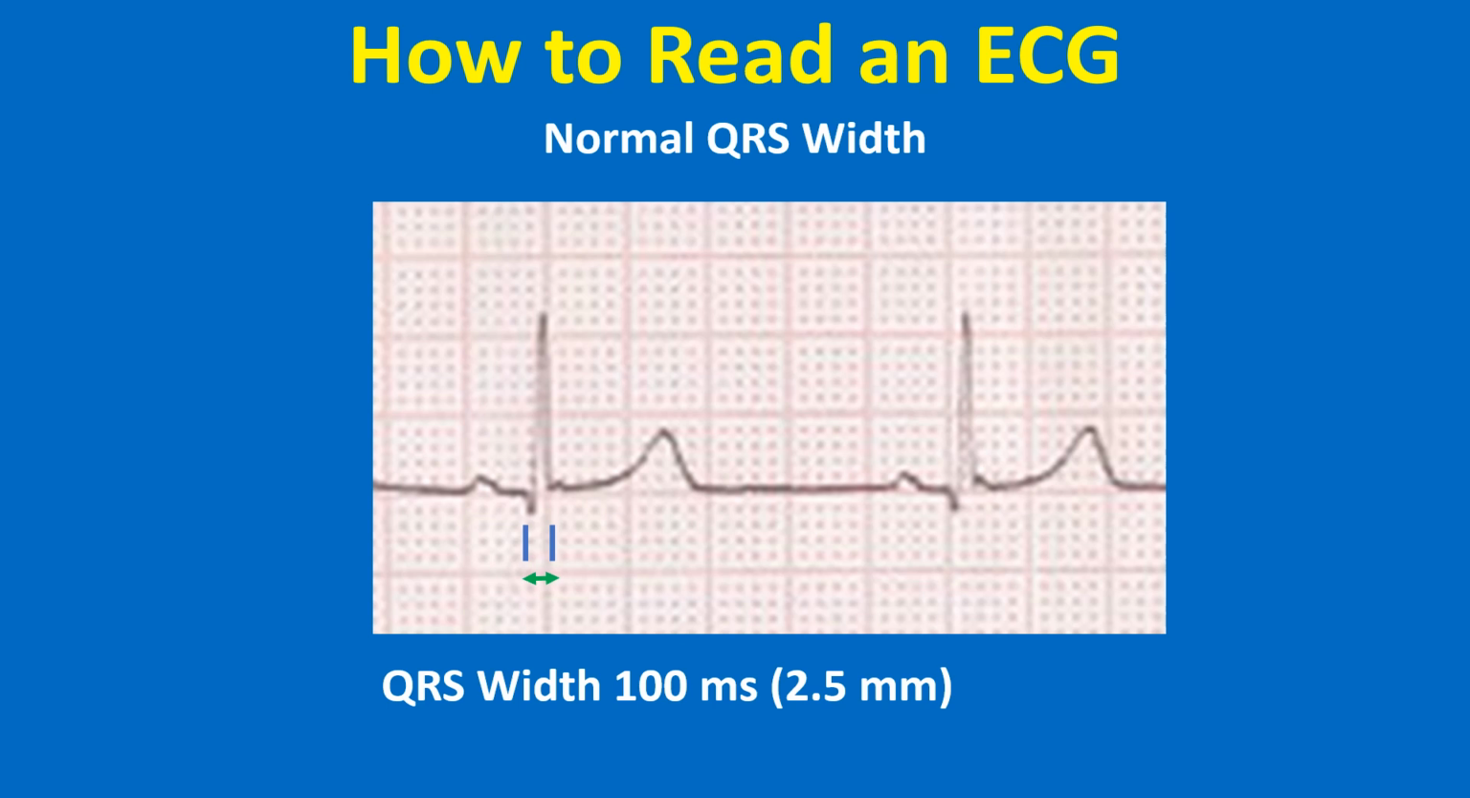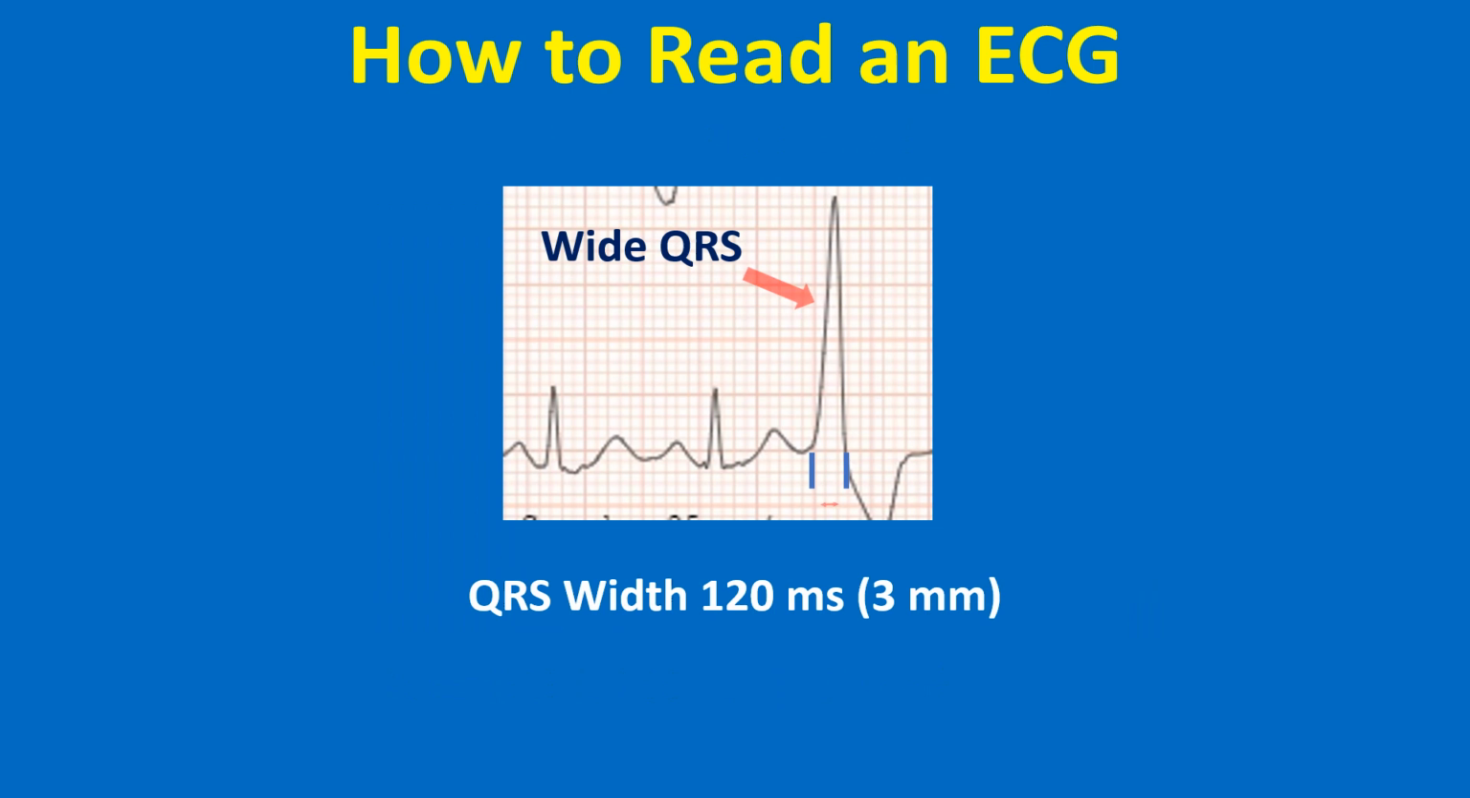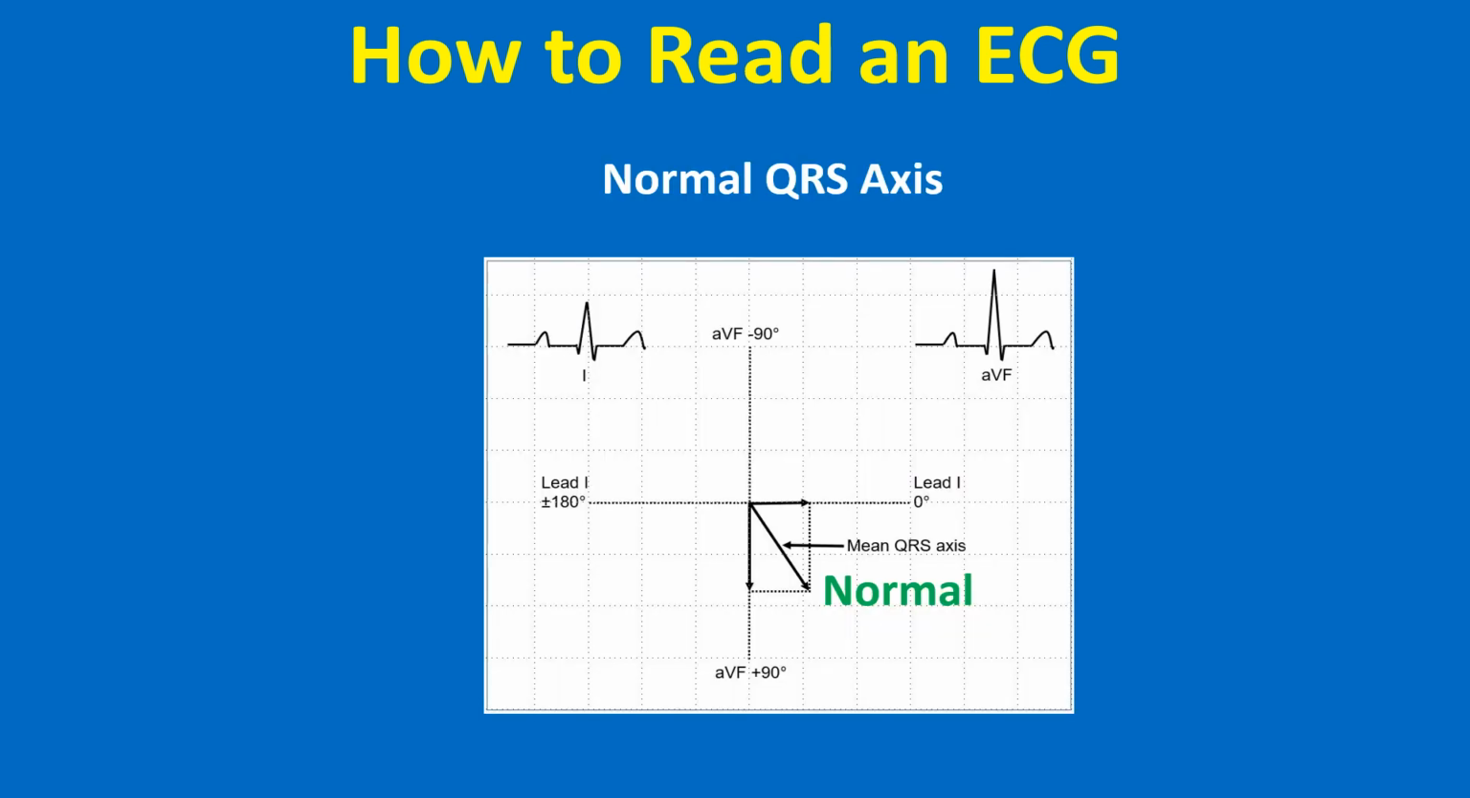For the QRS complex, we will check the width to see if it is wide QRS or narrow QRS. Normal QRS duration is less than 3 mm. If it is 3 mm, 120 milliseconds or more, it is called wide QRS. QRS axis can be checked next, which has been detailed in another video on this channel.